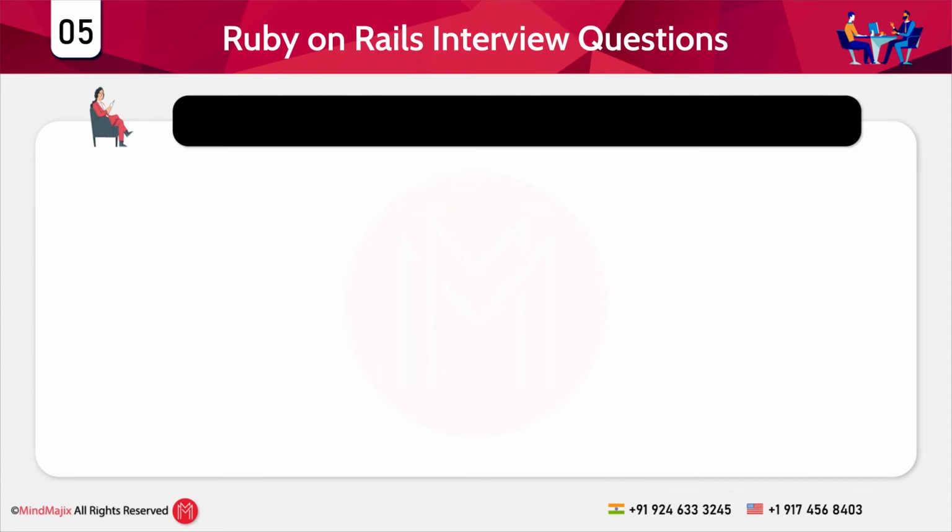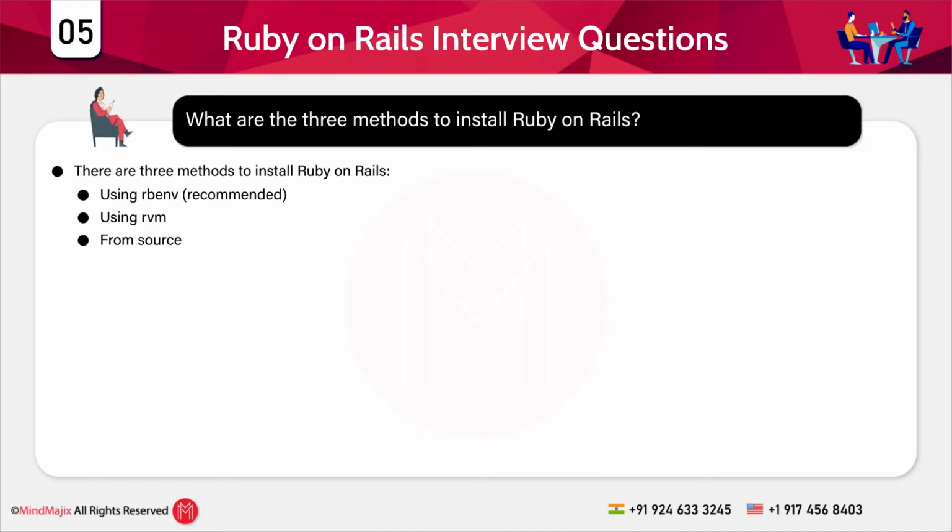Next question. What are the three methods to install Ruby on Rails? First, we can download the setup from the web browser, from the URL of Ruby on Rails, that is from source. Then using RVM also, we can download Ruby on Rails, using the Ruby environment command, that is rbenv. So using Ruby environment or RVM, we can download Ruby on Rails, and directly we can download the setup from the authorized website.